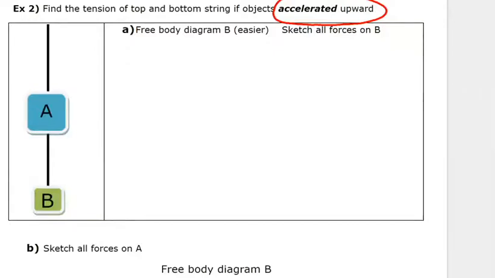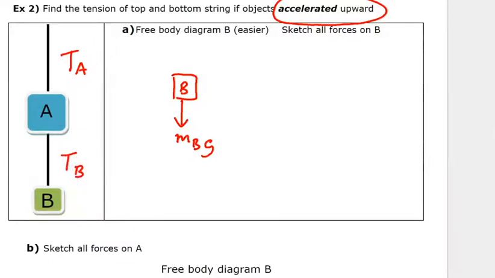Okay, free body diagram. Free body diagram of B. I like to start at the bottom. So you got B. We get tunnel vision. There's the weight of B. And what are we going to call this? Let's go to the next page. We've got to give these two different names because they're two different tensions. We'll call it TA and TB.